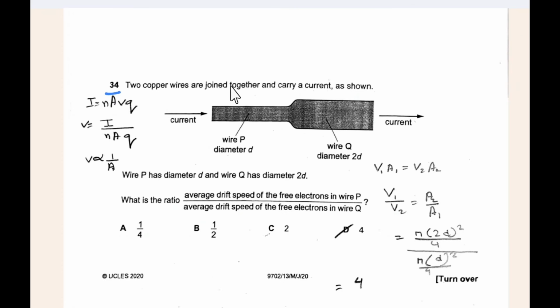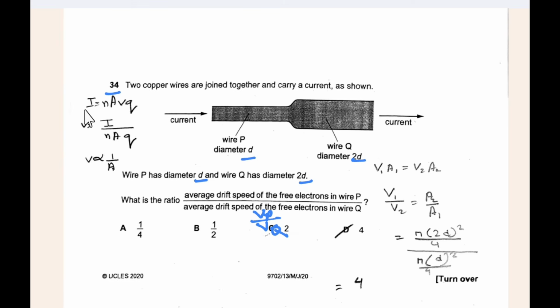34. Two copper wires are joined together and carry a current as shown, where P has diameter D and Q has diameter 2D. So D and 2D. What is the ratio of average drift speed of free electrons in P by average drift speed of free electrons in Q? That is Vp by Vq.